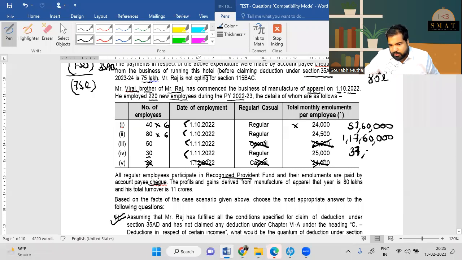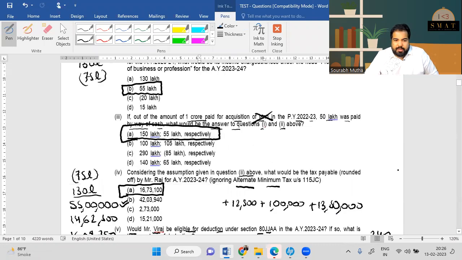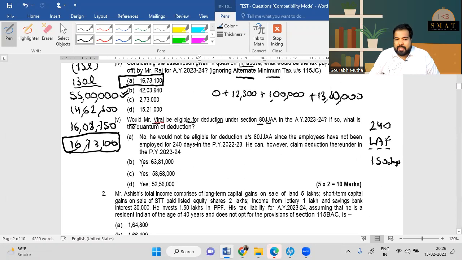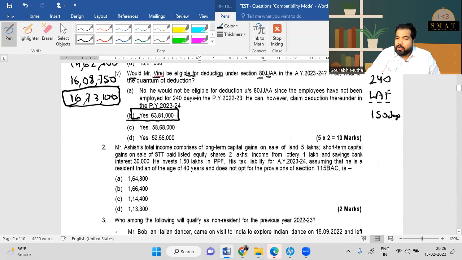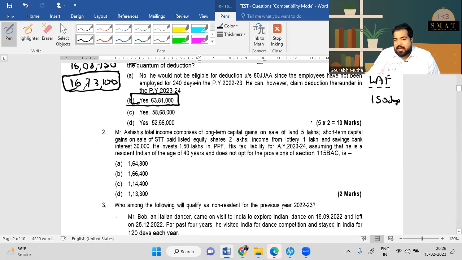37 lakh 50,000. Add all these up, 1 crore 17 lakh 60,000 plus 57 lakh 60,000, and the total is 2 crore 12 lakh 70,000, and we get 30% of this. So 30% of this is 63 lakh 81,000. So the answer is 63 lakh 81,000. Will he get a deduction? Yes. All right, no working notes, nothing required, guys. That is 10 marks, 5 questions into 2 marks, which you just scored.